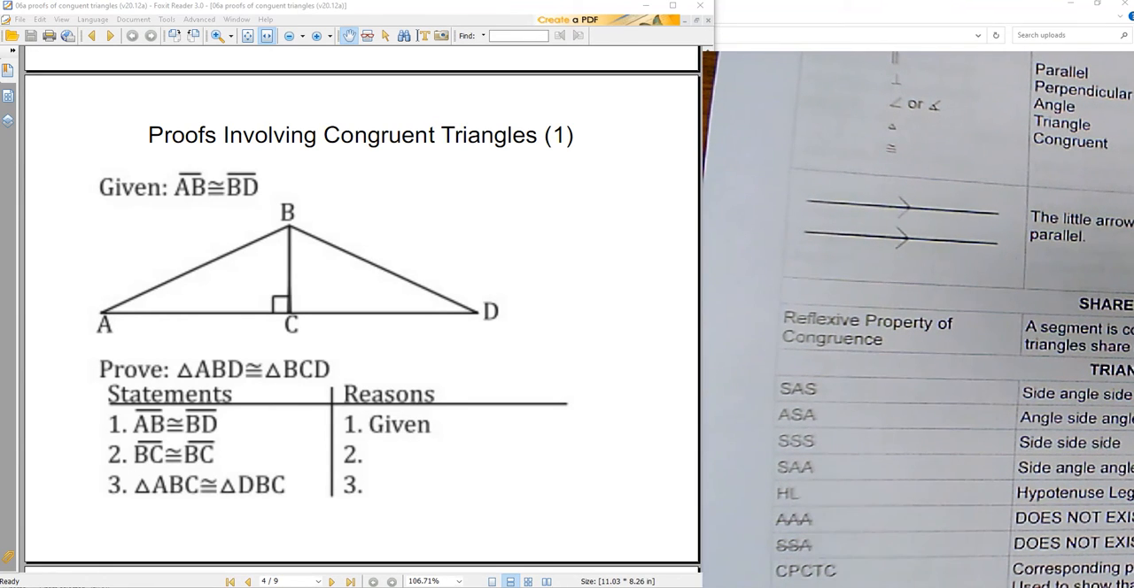All right. Segment AB is congruent to BD. How do I know that? It's given to me. Beautiful. BC is congruent to BC. This is congruent to itself. How do I know that? Something's congruent to itself. That is, ready? It is reflexive.